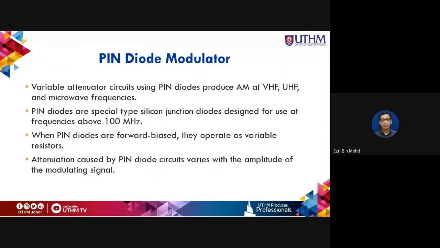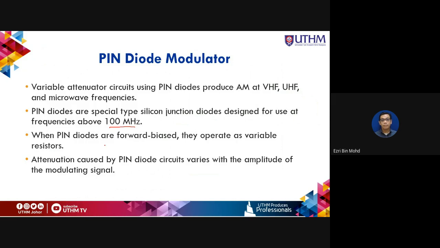So the other type is the pin diode modulator. So a pin diode modulator is actually a variable attenuator or variable resistance. So the resistance could be varied by using a diode. So a variable attenuator circuit using a pin diode produces AM at very high frequency, ultra high frequency and microwave frequency. Pin diodes are a special type of silicon junction diode designed for use at frequencies above 100 megahertz.